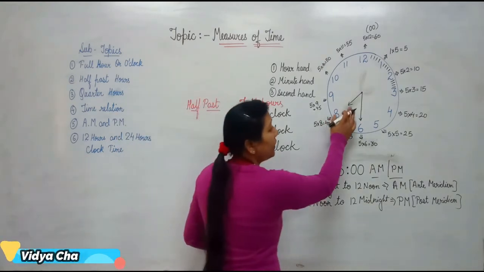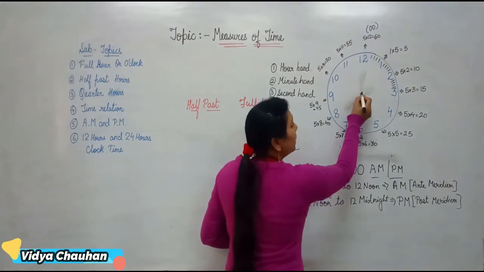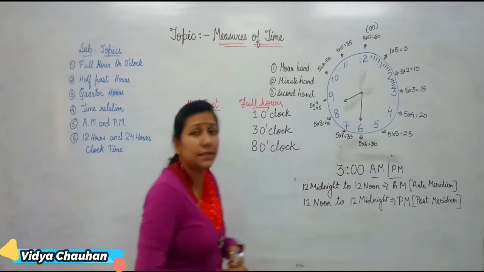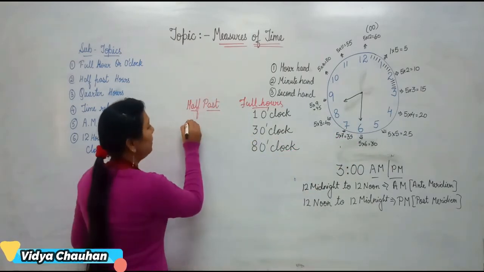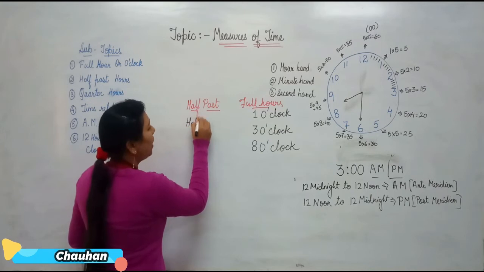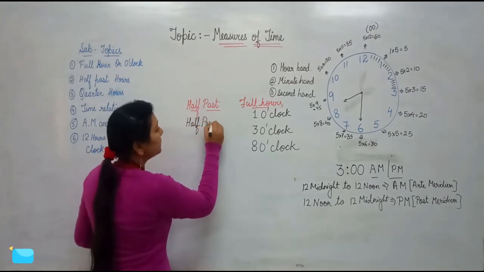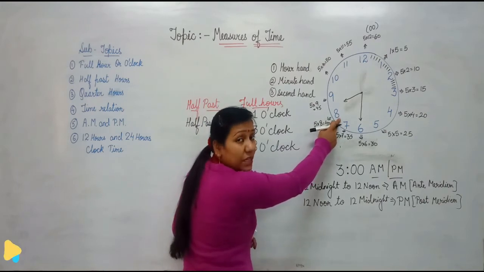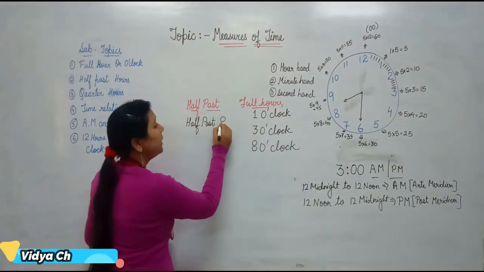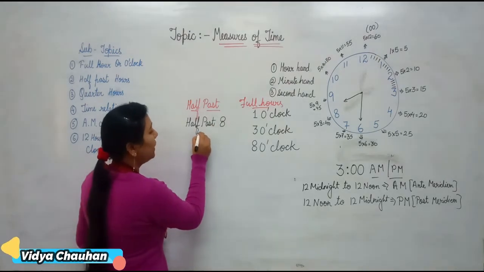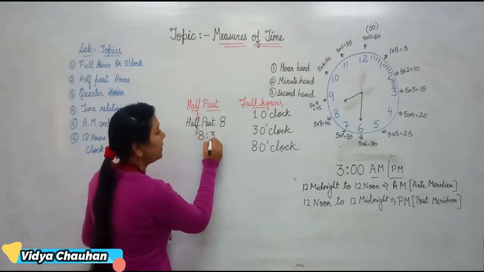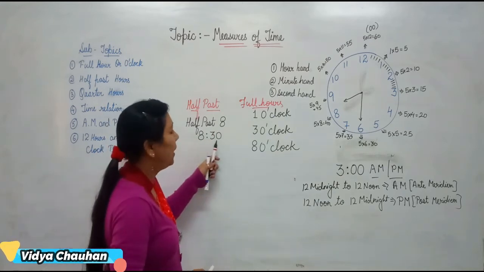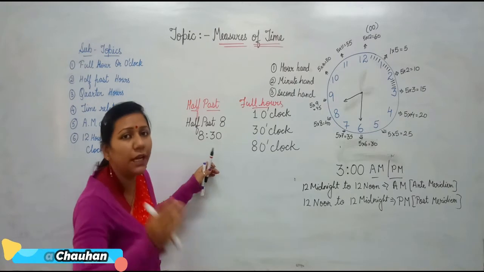Now what is the situation right now? If your needle, the hour hand, is between 8 and 9 and the minute hand at 6. So what is this time? This time you can say as half past. Half past which value? 8. You will take the previous value. So half past 8, or you can write it as 8:30, because half time is already crossed.